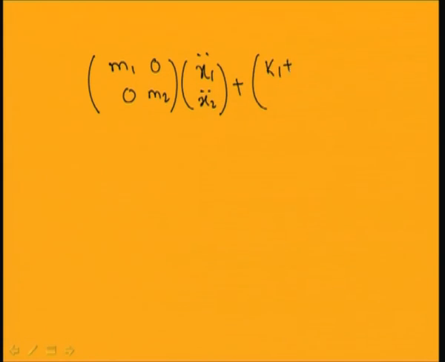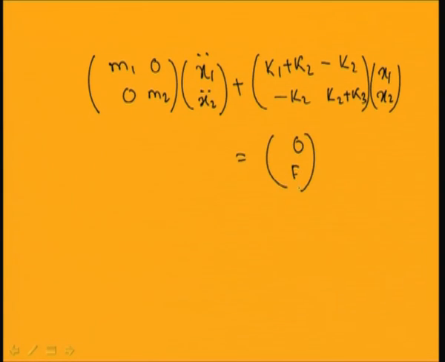By finding this generalized force acting on the system, you can write the equation of motion in this form: the matrix m1, 0, 0, m2 times x1 double dot, x2 double dot, plus the matrix k1 plus k2, minus k2, minus k2, k2 plus k3 times x1, x2, equal to 0, F. Similarly, if the force is acting on the first mass, you can write the equation of motion, find the generalized force in that case and put it at the proper place.